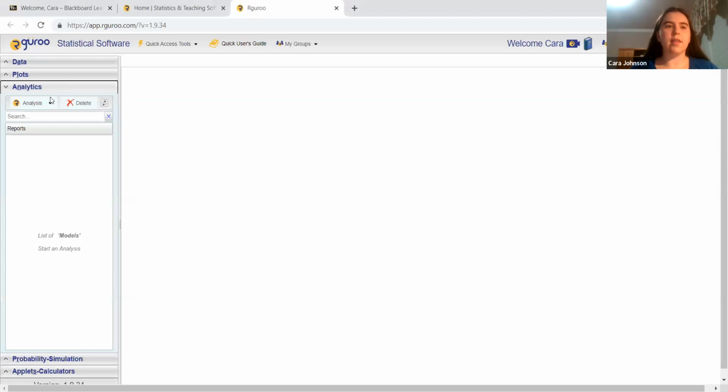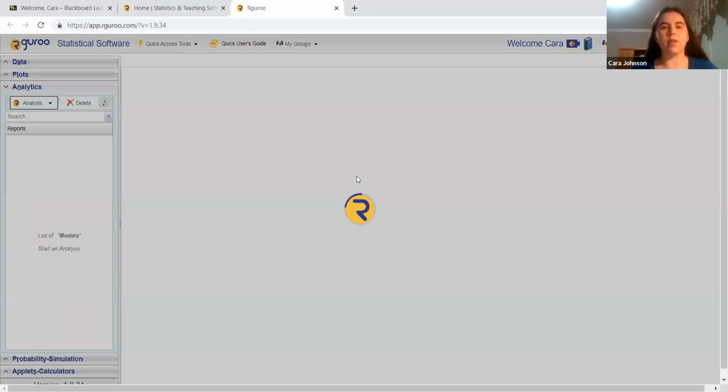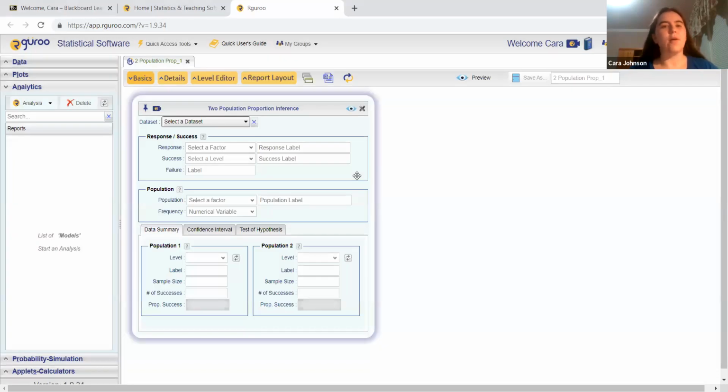So it's analytics, analysis, proportion inference, two populations. Now, we have a lot of different variables here. So the response label and the population label, you can just put what your general variable is. So the general variable here would be like type of diet. And then we're considering a success to be vegan and a failure to be not vegan.